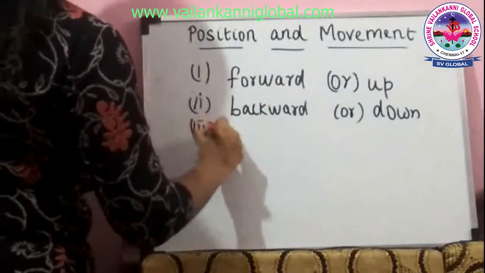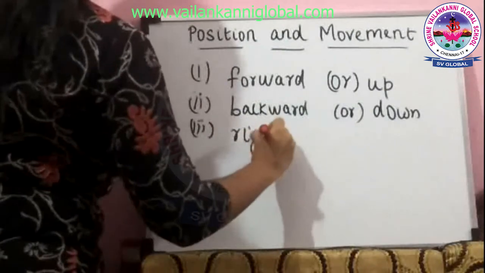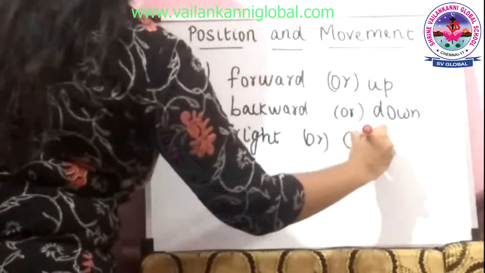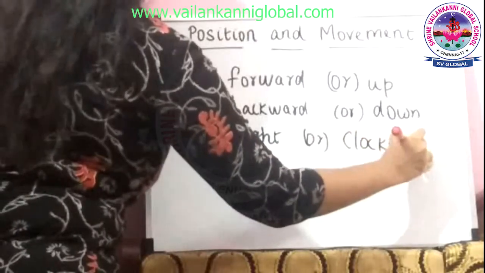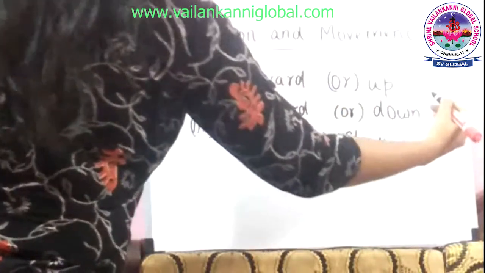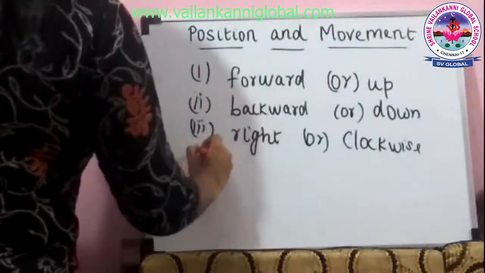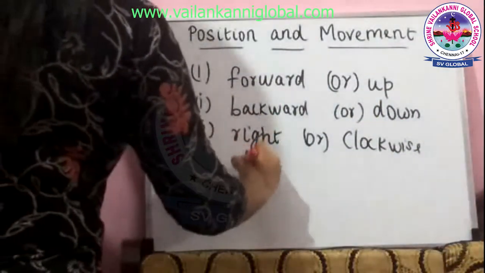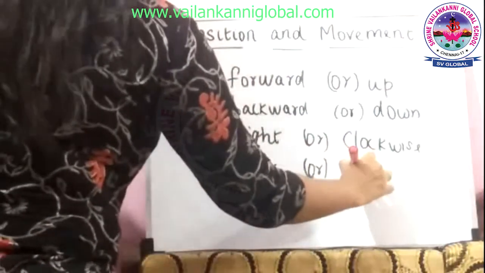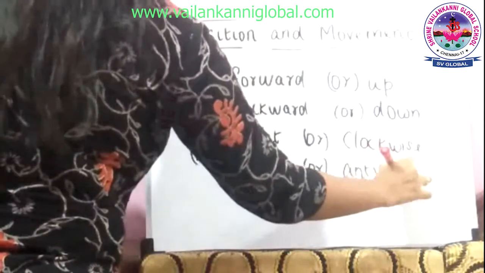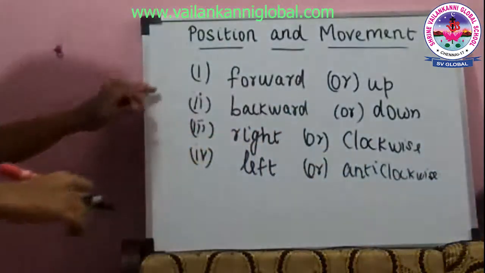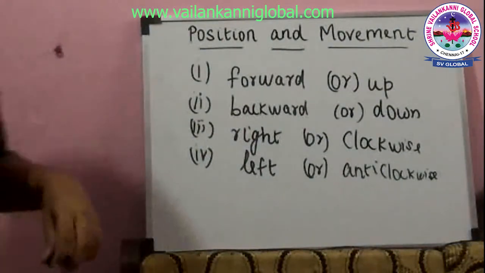Third one is right, or they otherwise call it the clockwise direction. Right means the side of the hand I am writing with, so obviously the other side will be my left. So the other one is left, or anti-clockwise. So these are the 4 parameters.